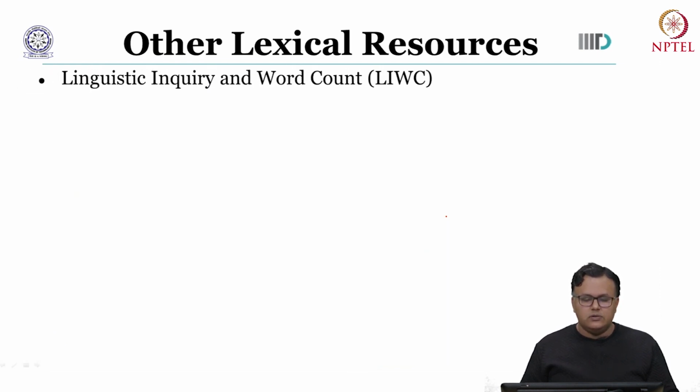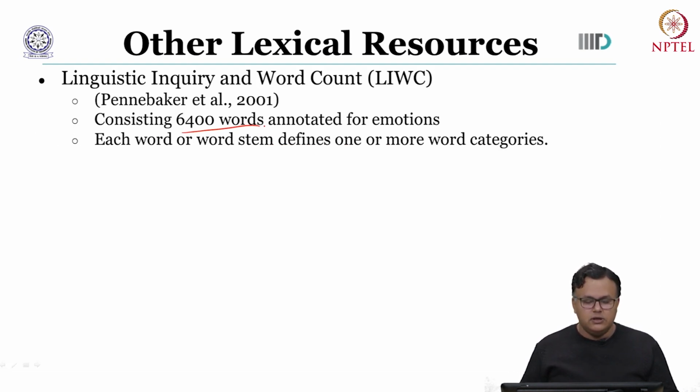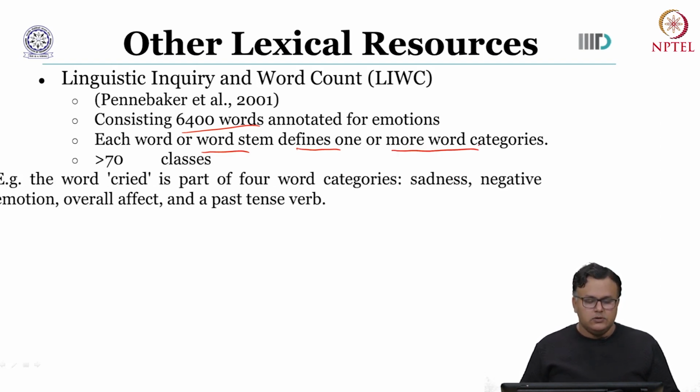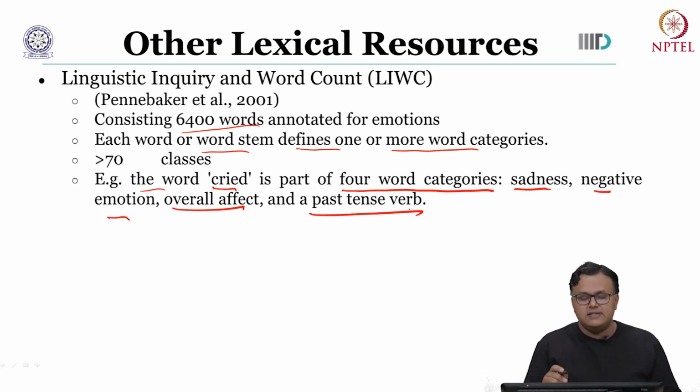Now, some other lexical resources. This is the Linguistic Inquiry and Word Count, LIWC, another very commonly used resource. It was proposed in 2001, contains 6,400 words which were annotated for emotions, and each word or word stem defines one or more word categories. So there are more than 70 classes. An example is the word "cried." Now it is part of 4 word categories: sadness, negative emotion, overall affect, and a past tense verb.